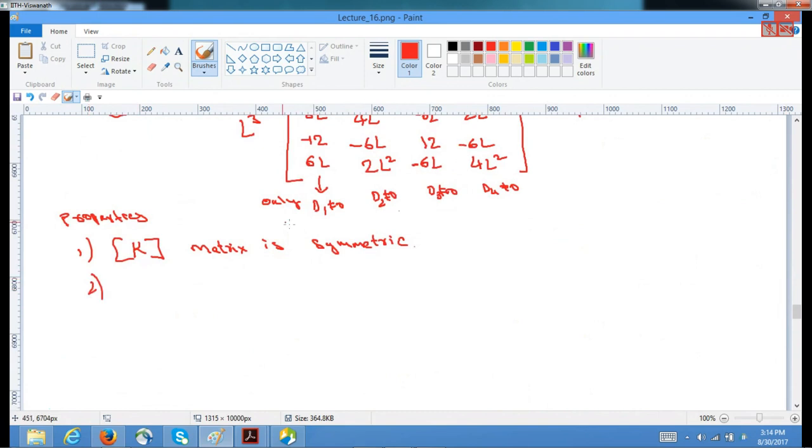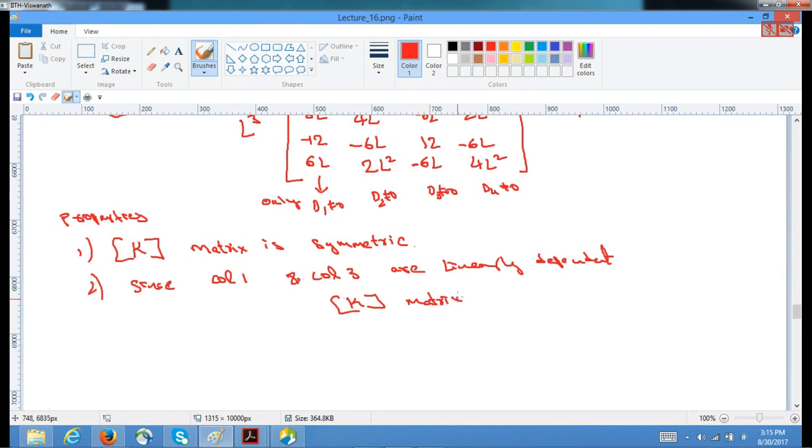So the first property is this, the second property is like, since column 1 and column 3 are linearly dependent, the K matrix is singular. So that means you cannot invert the K matrix as it is.